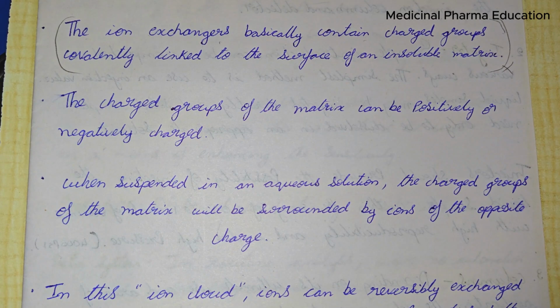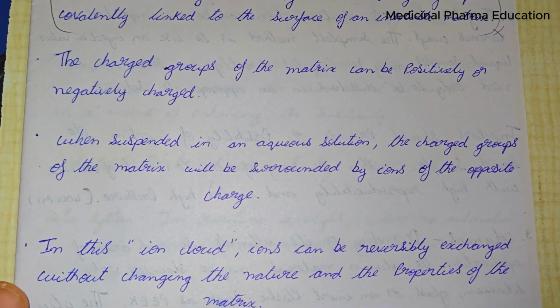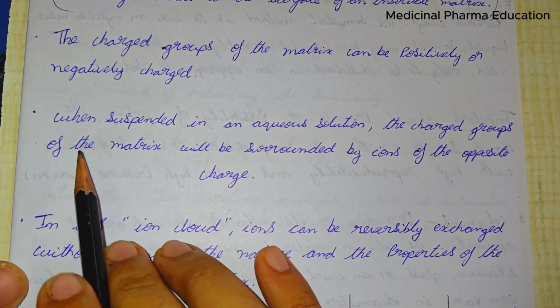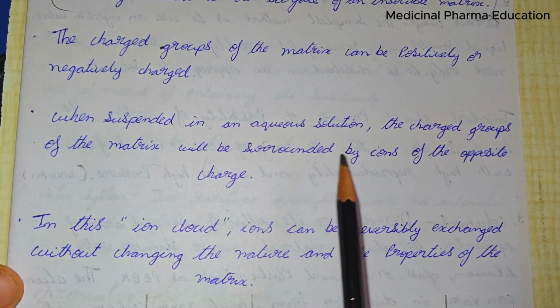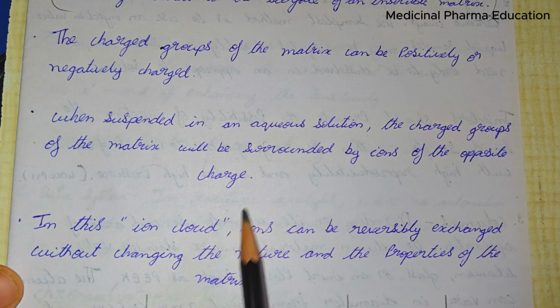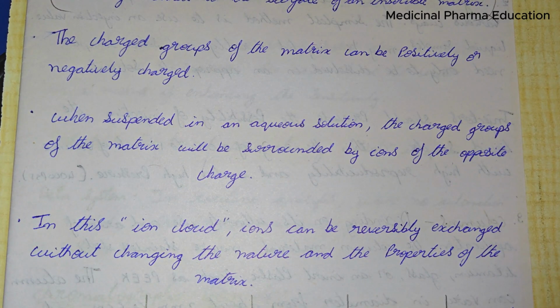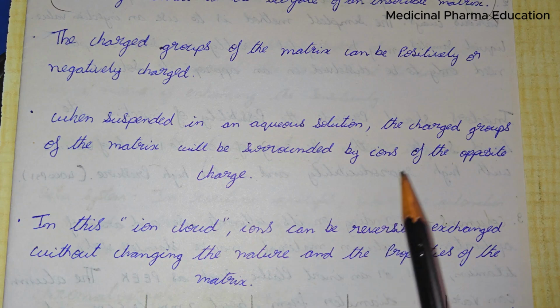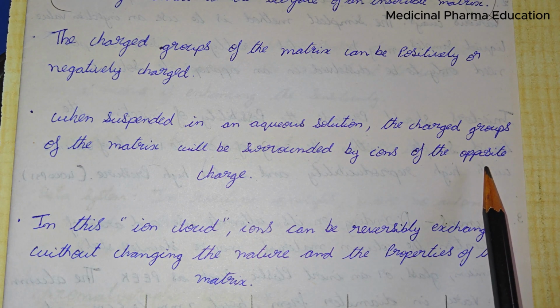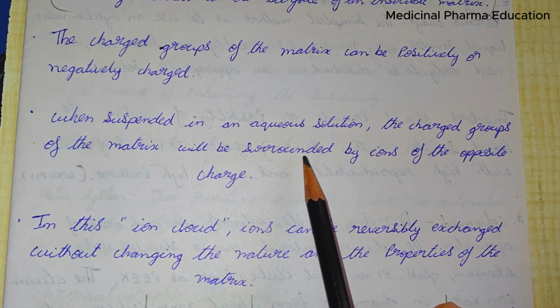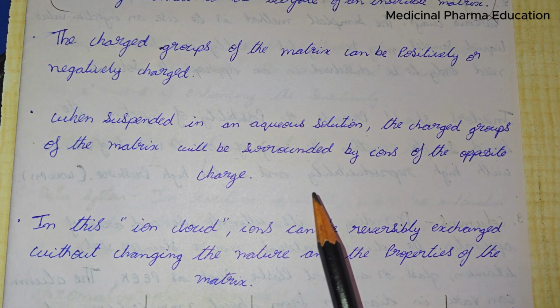See, this is the principle, and I'm explaining it stepwise. If you have not understood the starting part, you can read it and you'll understand better. This is called the working principle. When suspended in an aqueous solution, the charged groups of the matrix will be surrounded by ions of the opposite charge. If the stationary phase is positive, negative charges will surround it. If the stationary phase is negative, positively charged particles will surround it.